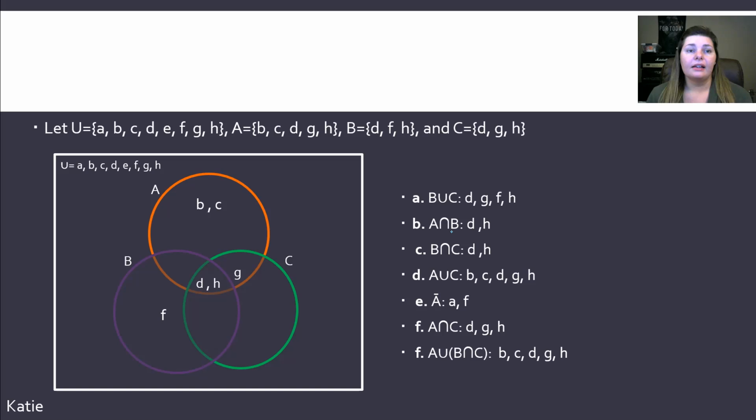A and B. What this is asking is, what do they have in common? So A and B have D and H in common. Then we take a look at B and C. What do B and C have in common? Again, D and H. Well, what about A and C? We know that is anything that is inside both circles. So A and C have D, H, and G.